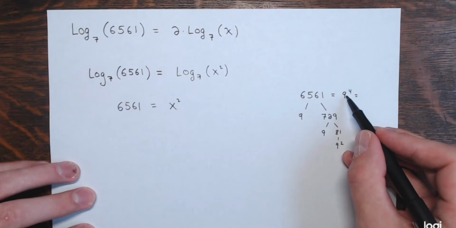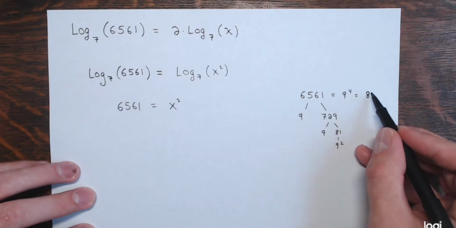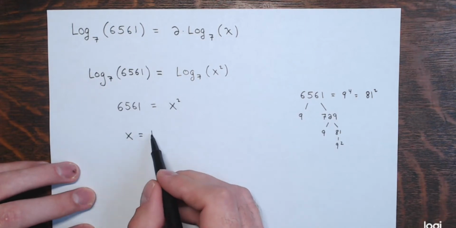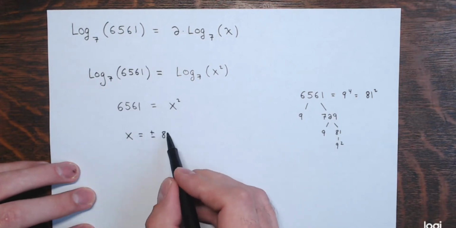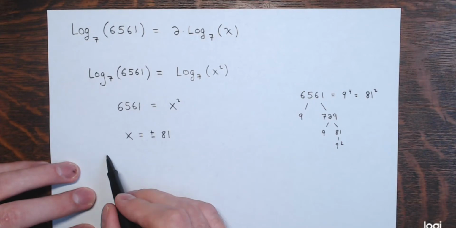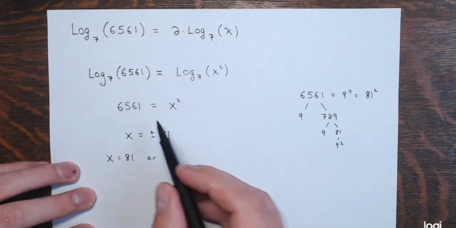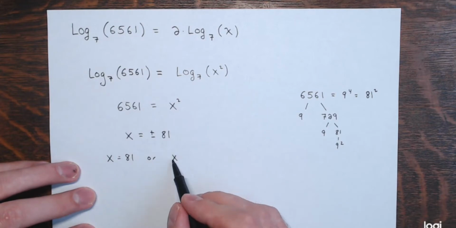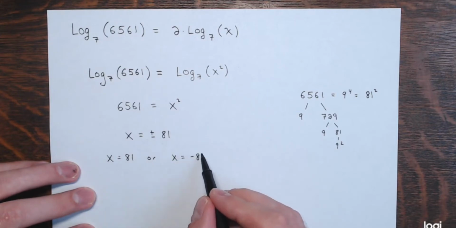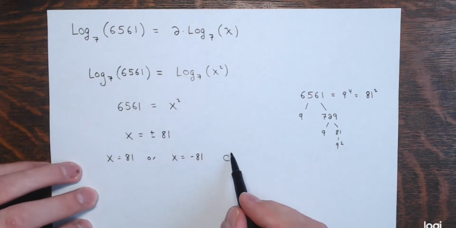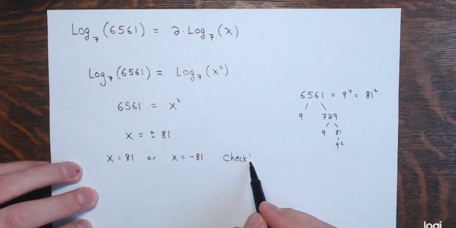No, it's 9 squared. This is 81 squared. So x here is either positive or negative 81. X equals positive 81, because 81 squared would be 6561, or x equals negative 81. Negative 81 squared is also 6561, but don't forget to check back in the original equation.